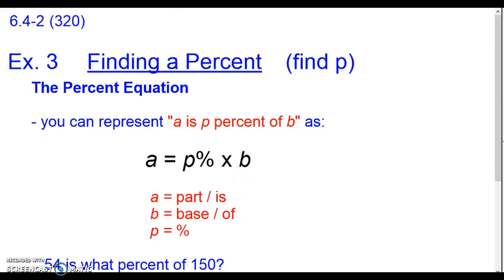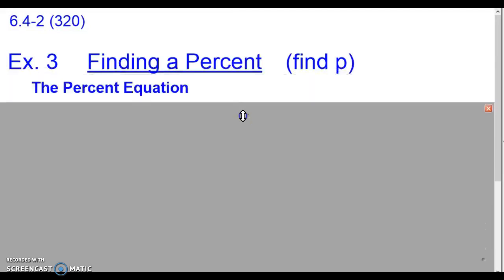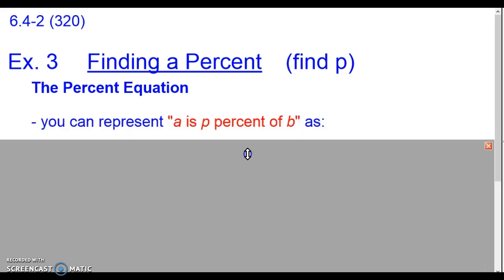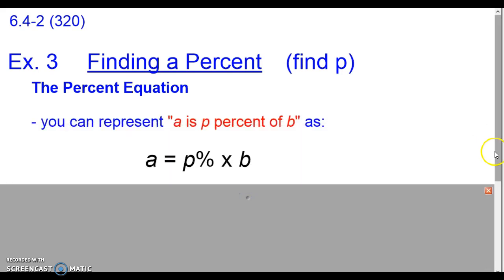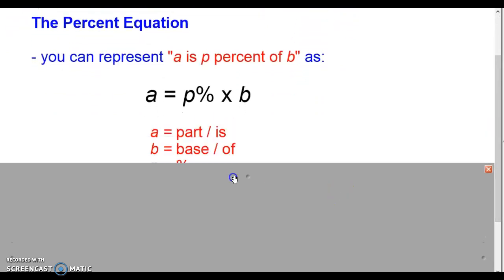Okay, so today we are going to be going over lesson 6.4.2, and it is using the same percent equation that we used yesterday. So let's just review what that includes. So here's our percent equation. A equals P percent times B. And remember some helpful hints.